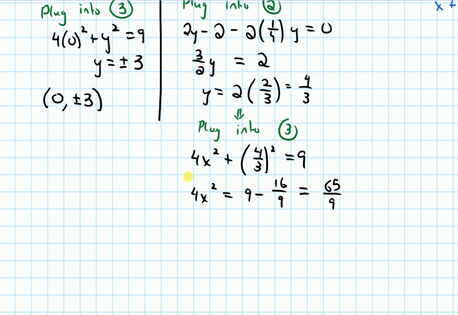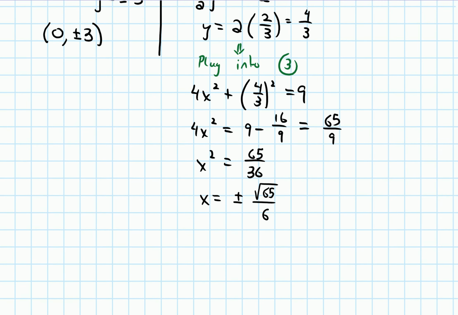65/9. All right, so now if I divide by 4, we get x squared equals 65/36. And square rooting both sides, we get x equals plus or minus. On the top, I get square root of 65. On the bottom, I'll get square root of 36, which is just 6. So here we're getting two possible points. The x coordinate can be either positive or negative, root 65/6. And the y value we got was 4/3 in this case. All right, so overall from Lagrange, we're getting a few different points here.